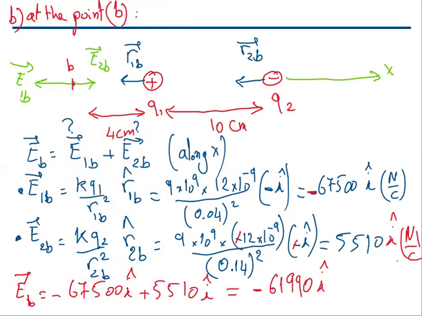In two significant figures, it will be negative 62,000 i newton per coulomb. Good. Class, we are done with this example. Now let's move to the third one, at the point C now.